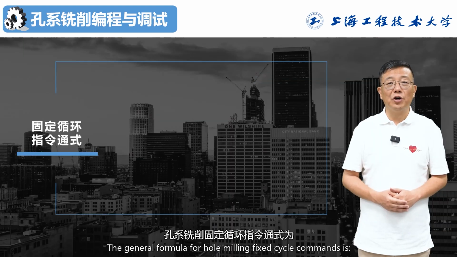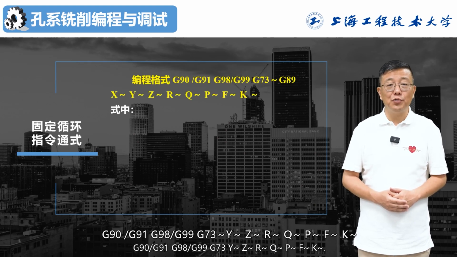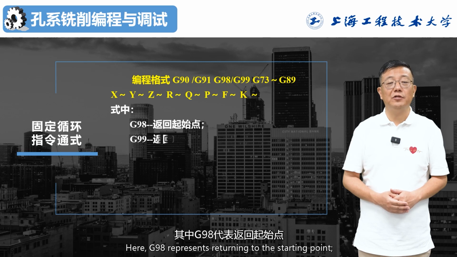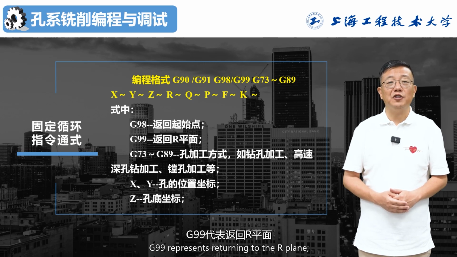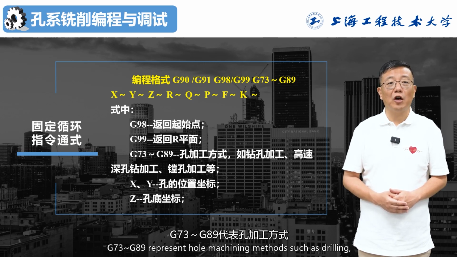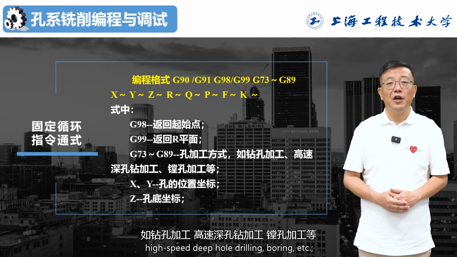The general format for hole milling fixed cycle commands is G90 or G91, G98 or G99, G73, X, Y, Z, R, Q, P, F, K. Here, G98 represents returning to the starting point, G99 represents returning to the R plane, and G73 to G89 represent hole machining methods such as drilling, high-speed deep hole drilling, boring, etc.